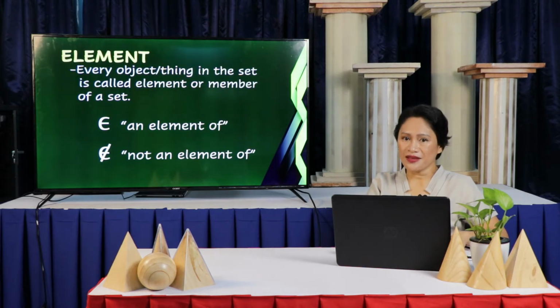Let's proceed to element. Every object or thing in the set is called an element or member of a set. The epsilon-like symbol ∈ denotes is an element of, or is a member of, or belongs to. However, the epsilon-like symbol with a slash in it ∉ denotes is not an element of, or is not a member of, or does not belong to.